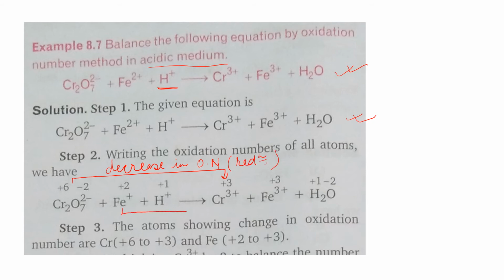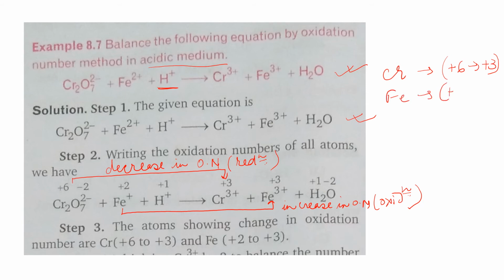And this is Fe +2 to +3. So this is an increase in oxidation number. That means it is oxidation. Okay, now you have to see that next step 3, the atom showing change in oxidation number. That is chromium is changing from +6 to +3. And Fe is +2 to +3. Okay, that means chromium is taking 2 electrons and iron is losing 1 electron.